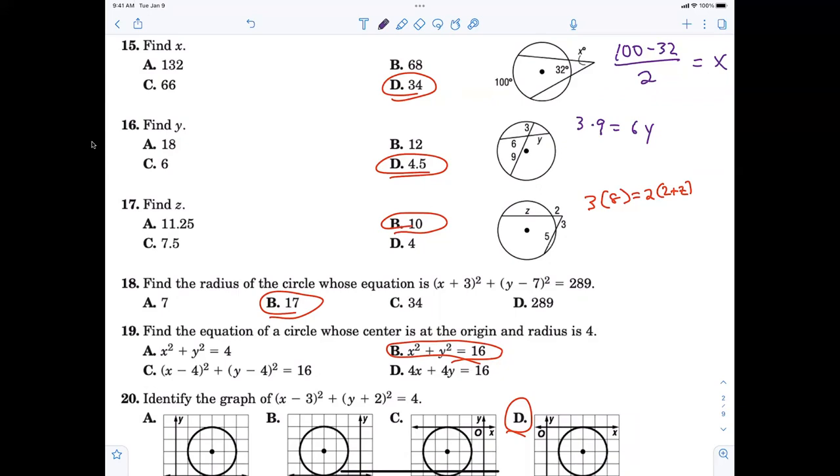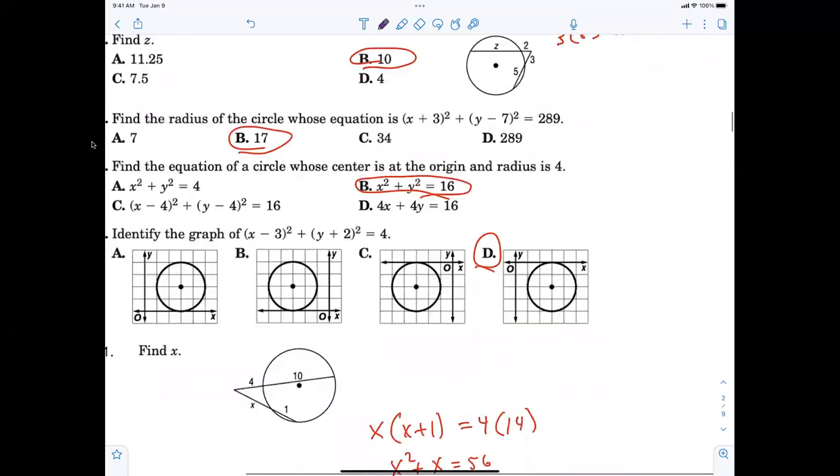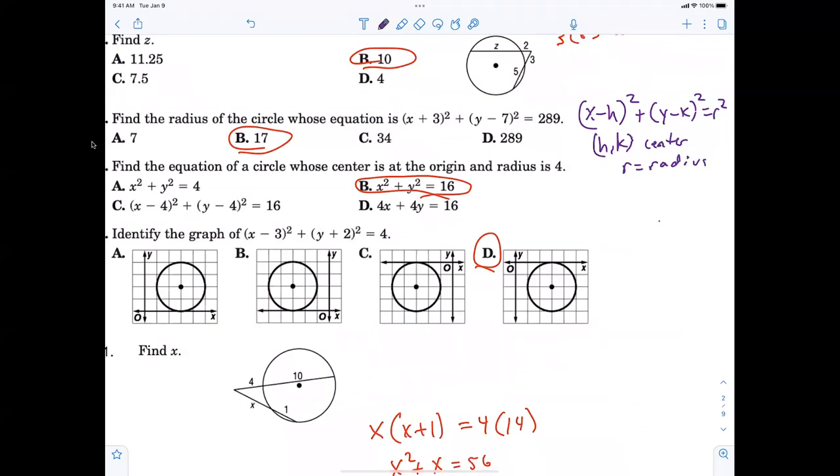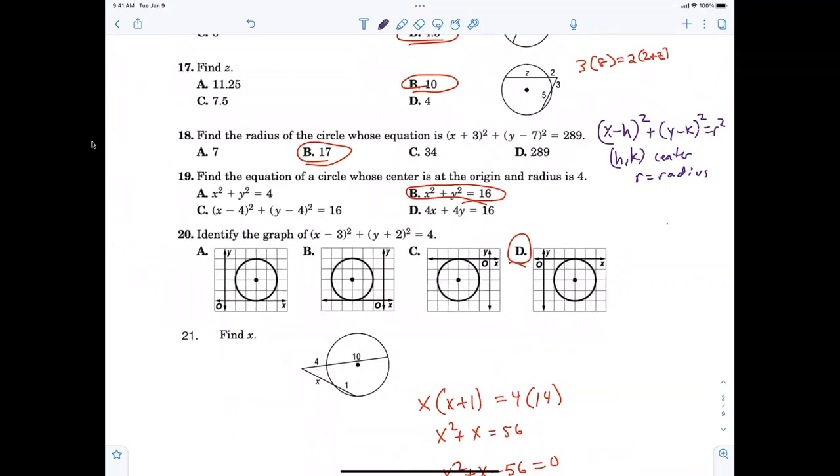Everybody's good? And these are the circles. Remember, it was x minus h squared plus y minus k squared equals r squared. H comma k is considered the center, and r is equal to the radius. Do we have any questions with that? So r squared equals 289. Square root of 289 is 17.